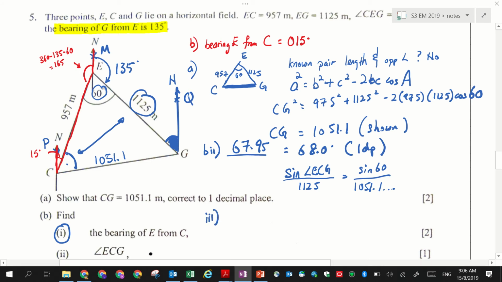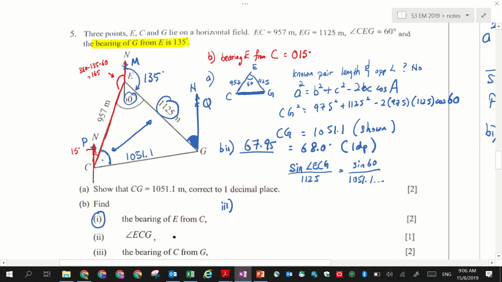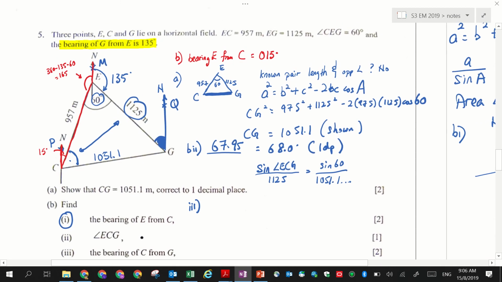Okay. Now part 3. Part 3 can go through now. Right. Can you label the bearing of C from G? So C from G. Oh, so C from G is the entire thing, right? Is this, this entire thing?